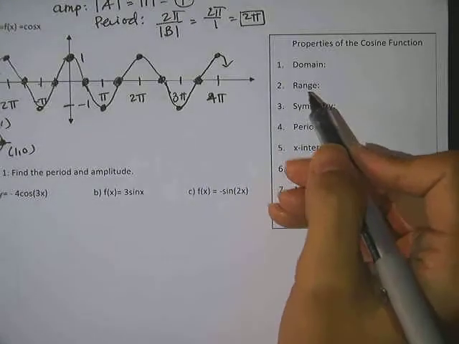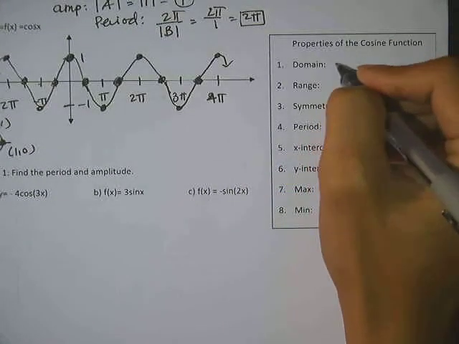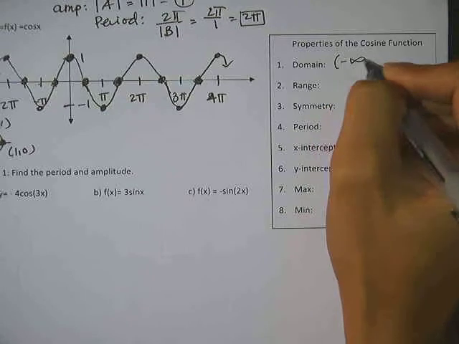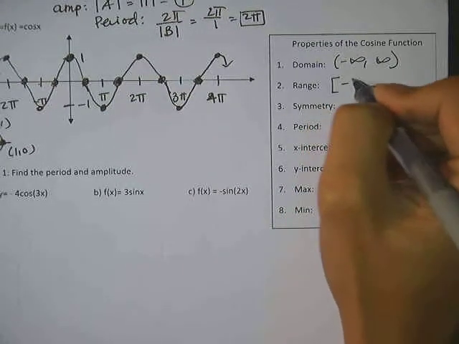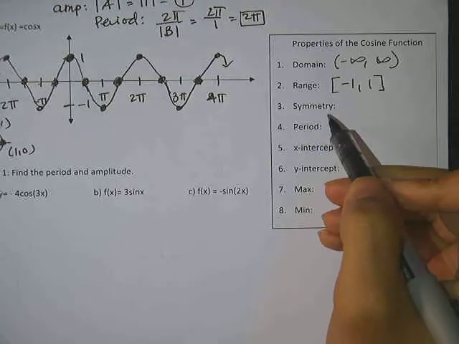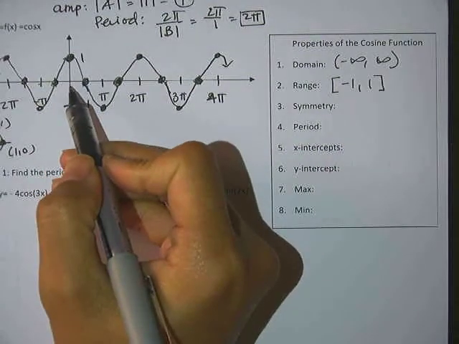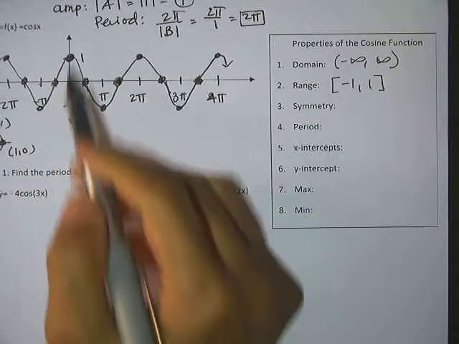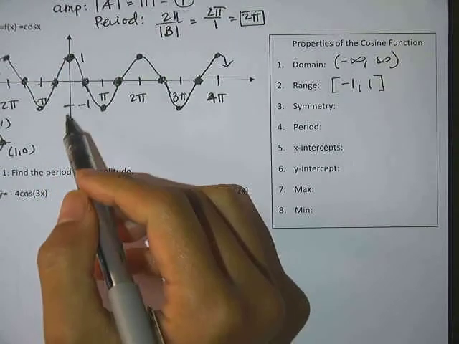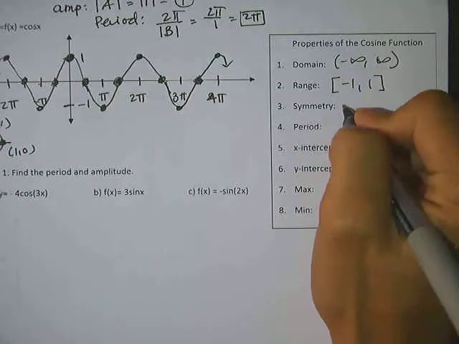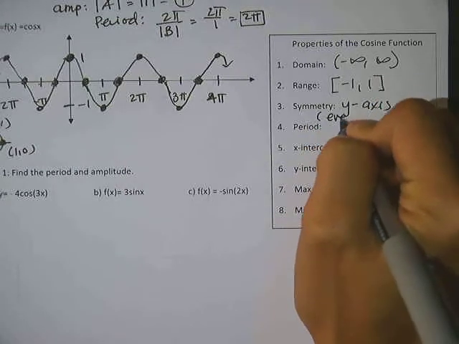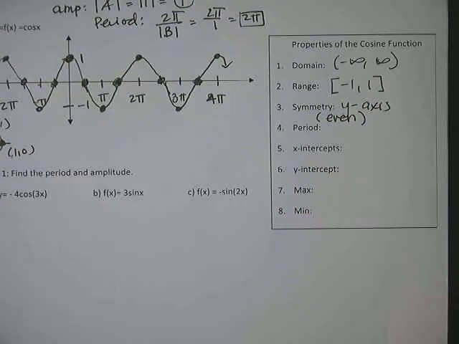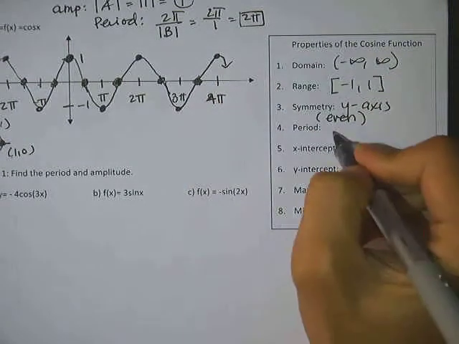So the domain is very similar to the sine function, which is all reals, -infinity to infinity. The range is identical to the sine, -1 to 1. It's symmetrical about, no longer the origin, but if I were to fold it along the y-axis, it would be the same on the left and right. It's symmetrical about the y-axis. This is also called even, right? Period, we found it earlier at 2 pi.